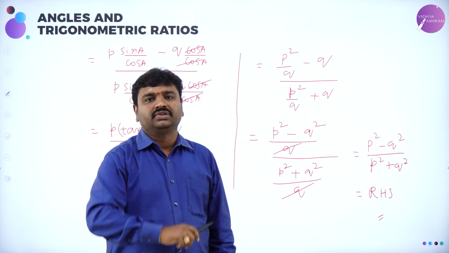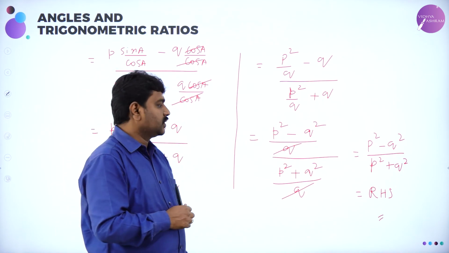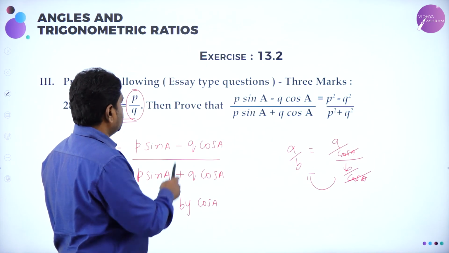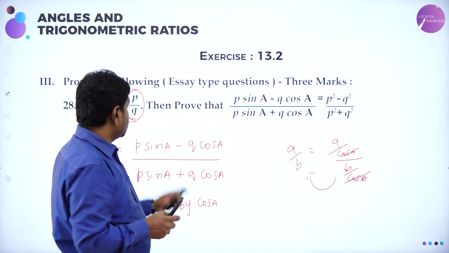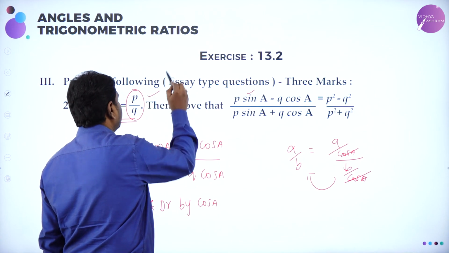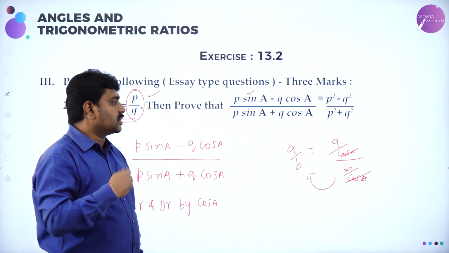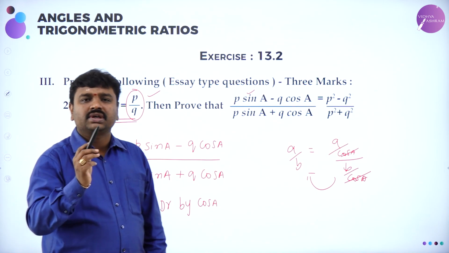I hope all of you got this. P square minus q square by p square plus q square. This is an important question where we convert sine to tan. Why? Because they give the tan value, that is a hint. Divide numerator and denominator by what? Cos. The problem reduces to tan so that you can substitute.